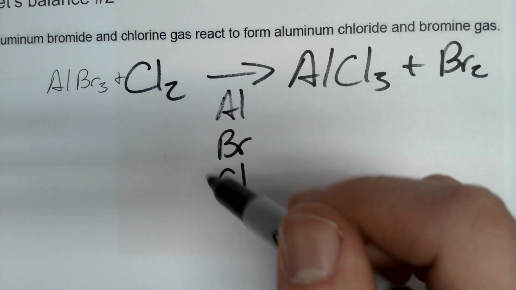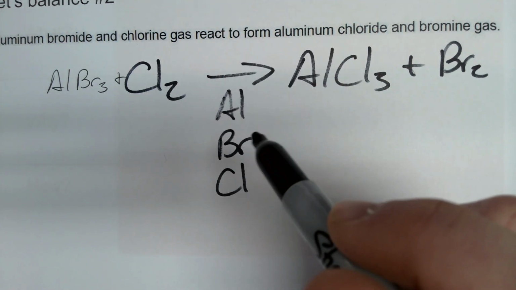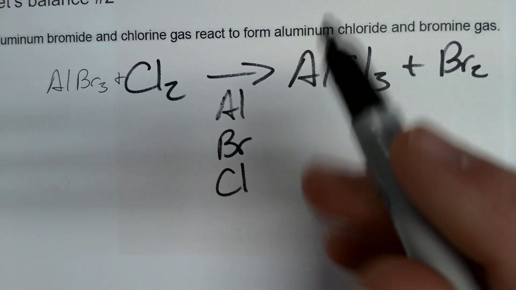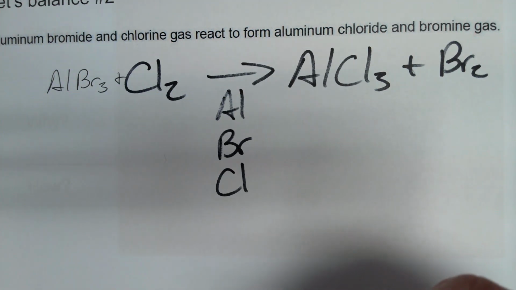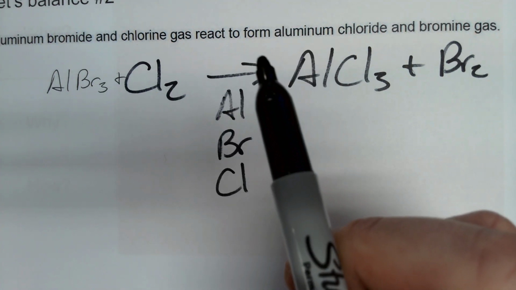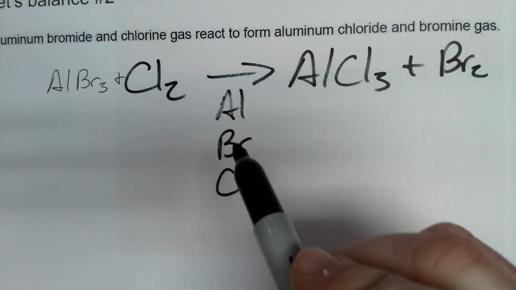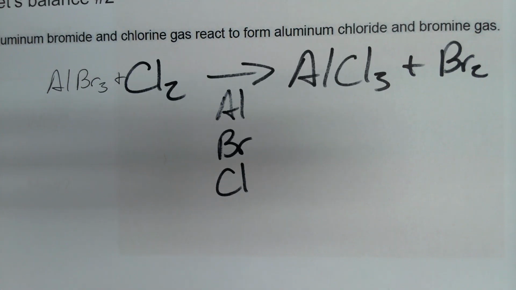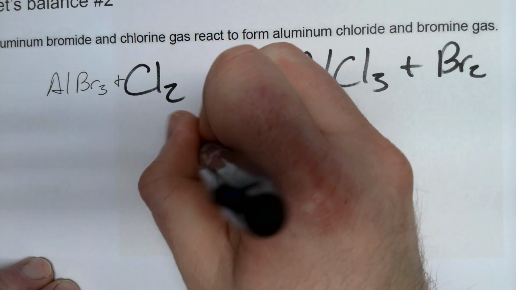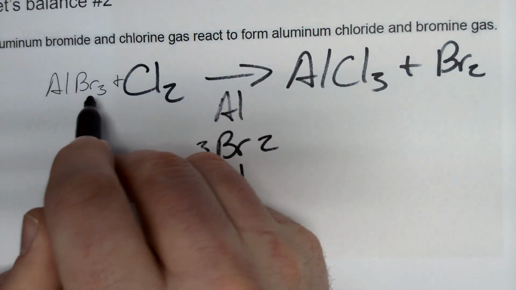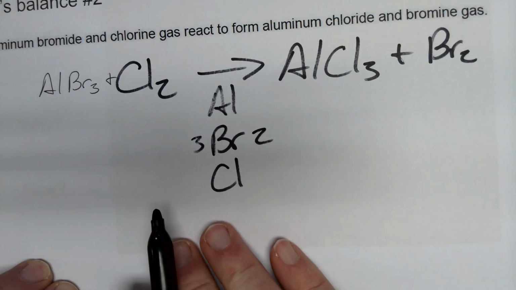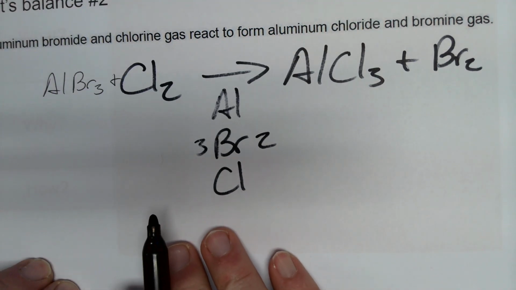Now, it doesn't matter which atom I start off with. I have to check all of them. Which atom do we want to balance first? Aluminum, bromine, or chlorine? I got a request for bromine. We'll do bromine. So right now I have 3 bromines on my reactant side. I have 2 bromines on my product side.